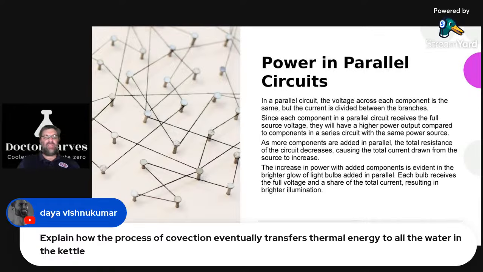Explain how the process of convection eventually transfers thermal energy to all the water in a kettle. Well, it does, because you've got the element as well. It depends how it's heated. But I guess convection, the way that works, the whole heat transfer, is the idea that as particles get warmer, they begin to spread out and become lighter. They go up, they cool down, they begin to compress, and then they're back down again. And that means that it's a convection current, which means the temperature is basically the same all through the kettle.